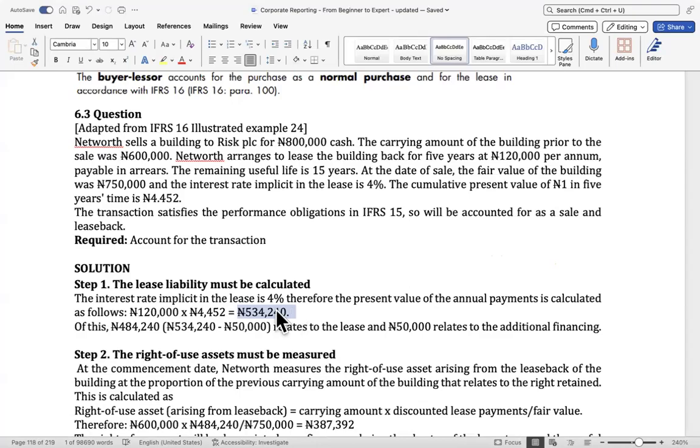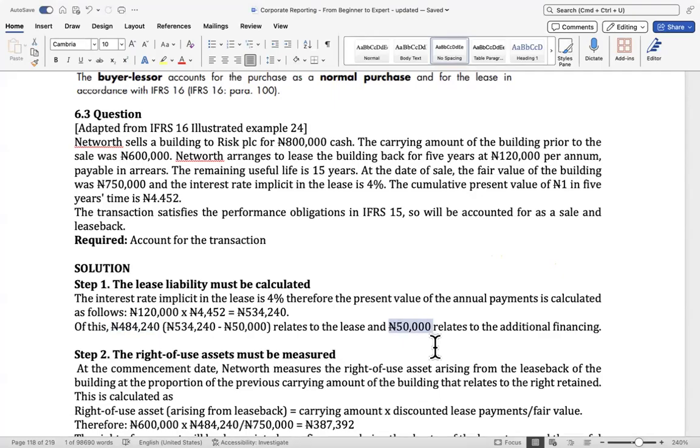However, out of this lease liability, because this 120 is above market terms, considering the fact that he received 800 whereby the fair value of the asset is 750, there's an extra 50,000 relating to loan, additional finance. So we need to unbundle and take away that 50,000 from this lease liability so that we know that the actual lease liability is 484, while that 50,000 is loan. That has to be very clear first.